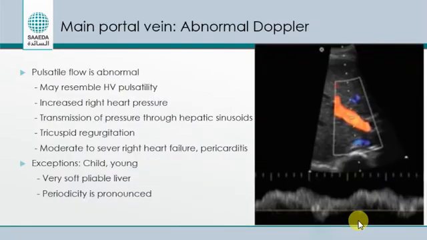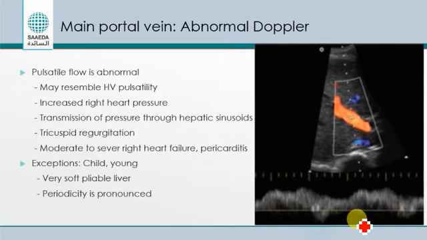If you see pulsatile flow, this is abnormal. It may resemble hepatic vein pulsatility. The hepatic veins are pulsatile, we'll talk about it in a minute. So it might look like hepatic vein pulsatility if it is abnormal. It happens in increased right heart pressure.